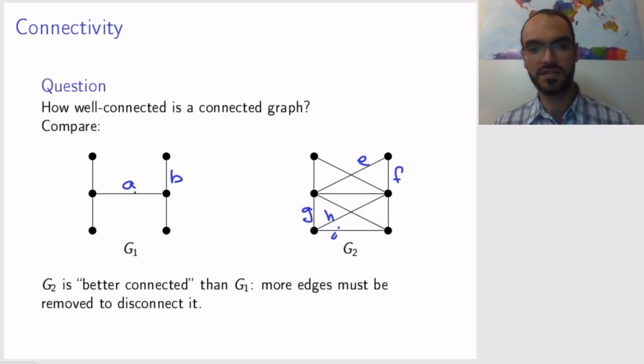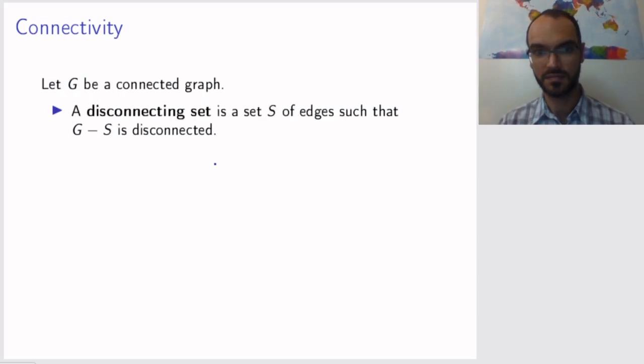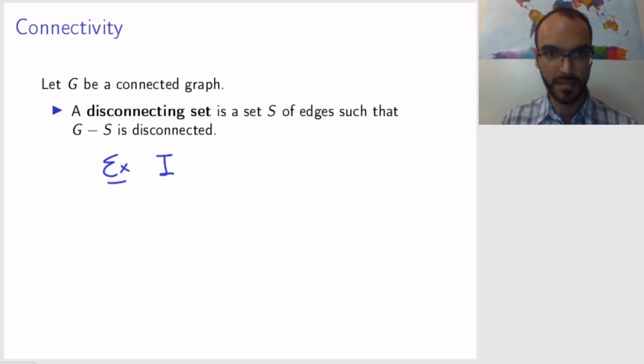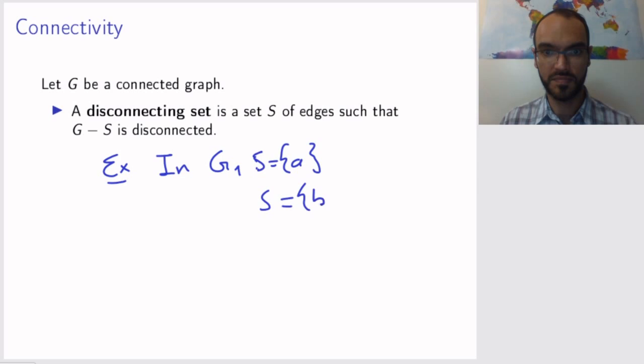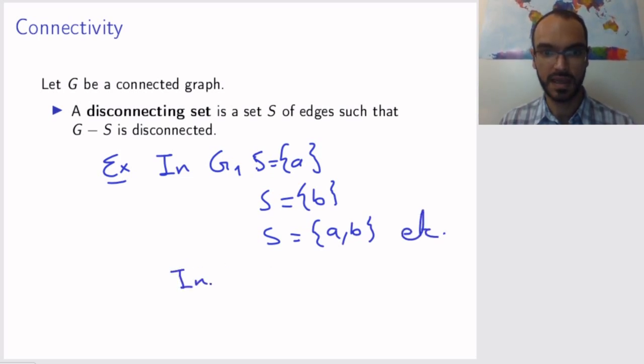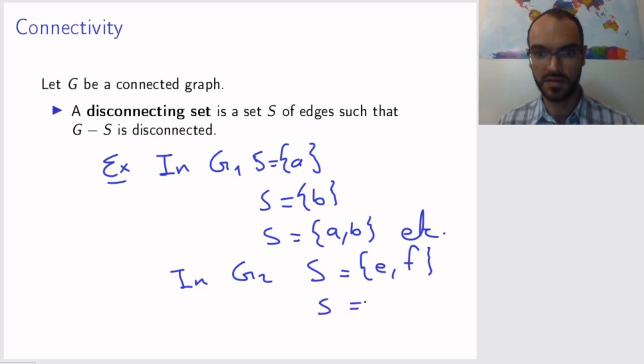In this graph, if I remove either of A or B or both, I will get a disconnected graph. So, for example, in G1, the set of A is a disconnecting set, the set of B is a disconnecting set, the set of both A, B is a disconnecting set, and so on. And in G2, say you had the set S equals E, F, or you can take S equal G, H, I, and so on.